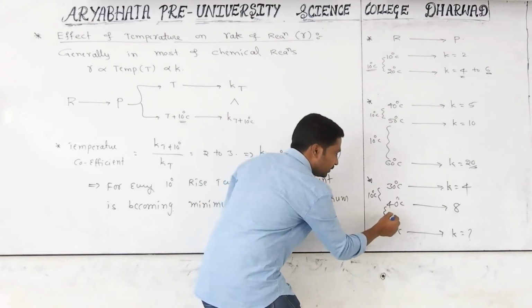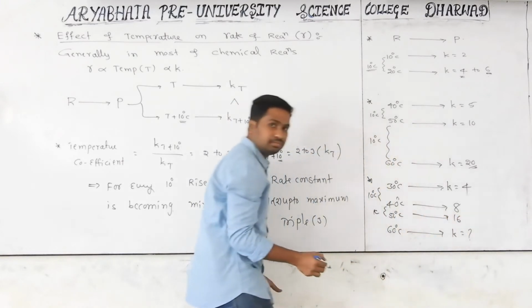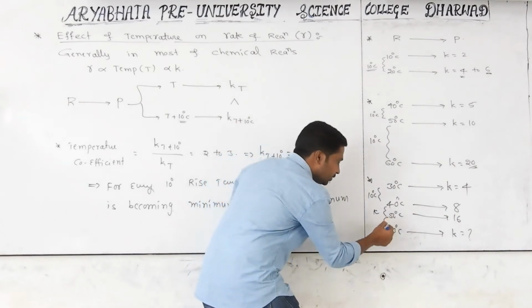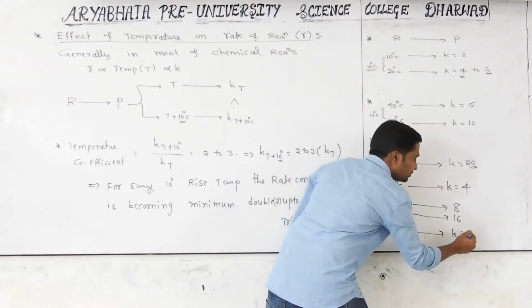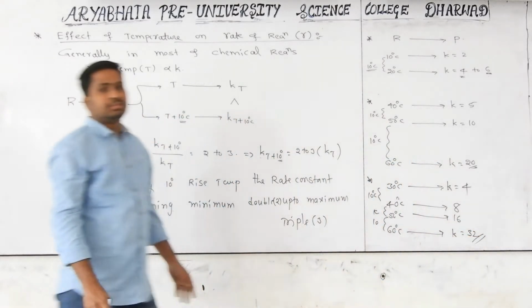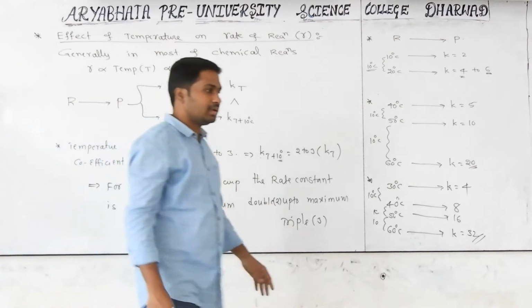Again 40 to 50 you have to take. Again 10 degrees interval, again it becomes double. Yes or no? Again 50 to 60, how much interval? 10 degrees interval, again it becomes double. Means how much will it become? 4 doubled thrice gives 32. Are you clear? This is a very important concept.